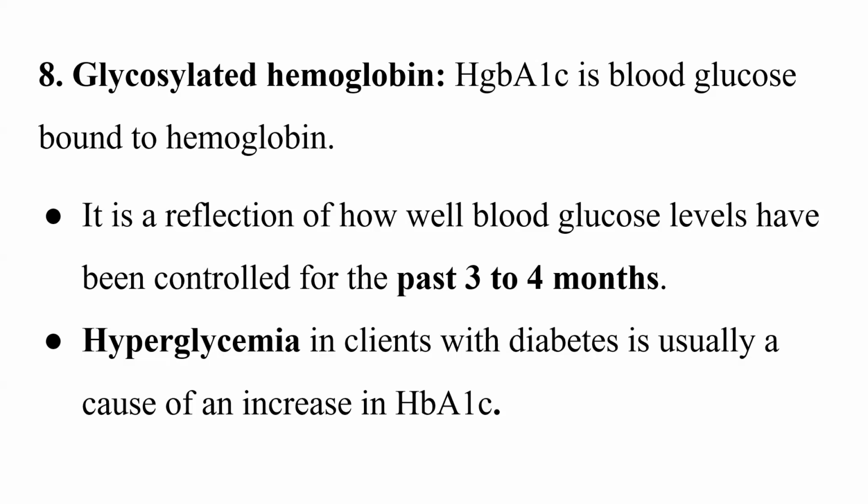HbA1c is the abbreviation for glycosylated hemoglobin. It is blood glucose bound to hemoglobin. It's a reflection of how well blood glucose levels have been controlled for the past 3 to 4 months.